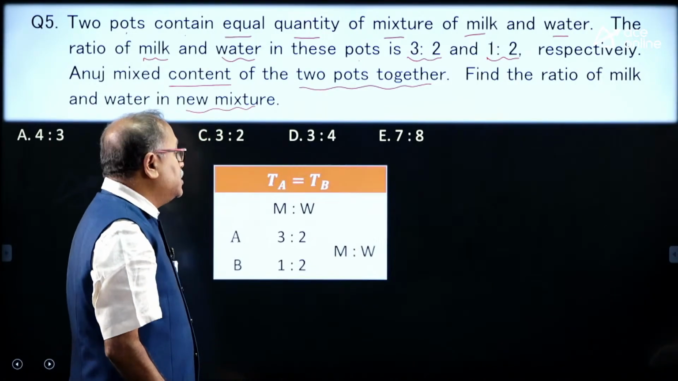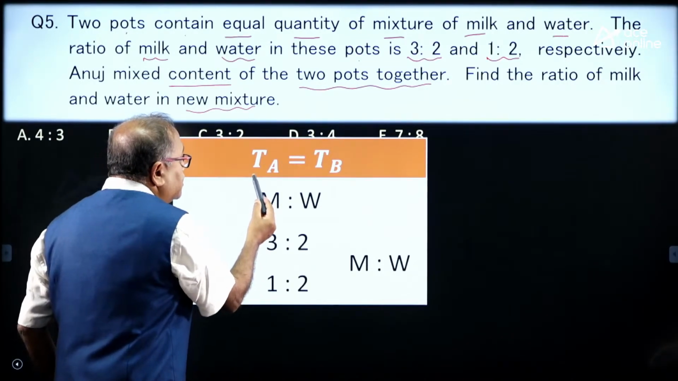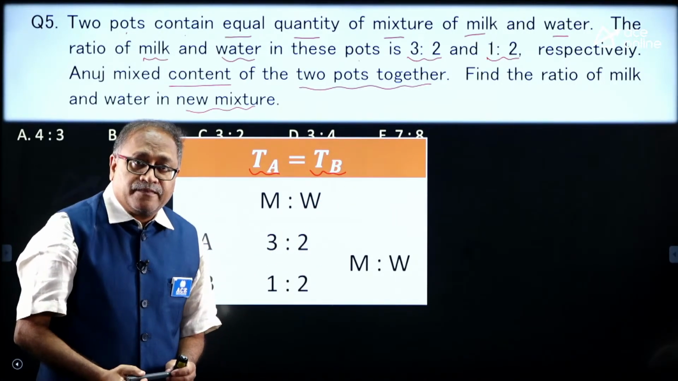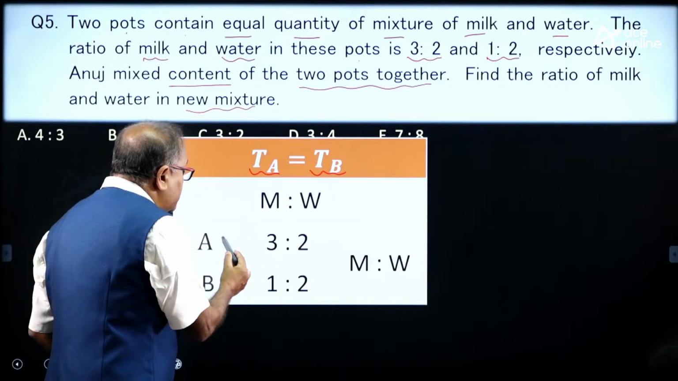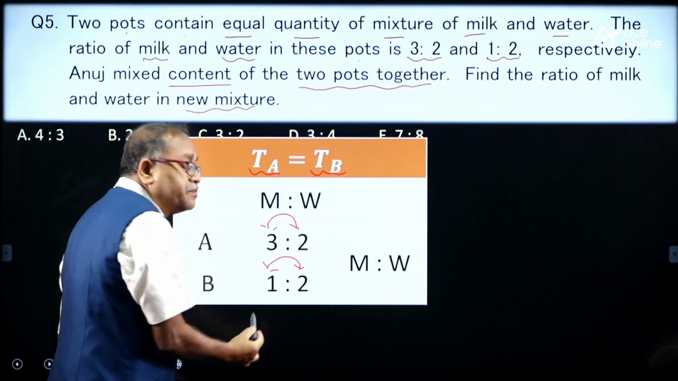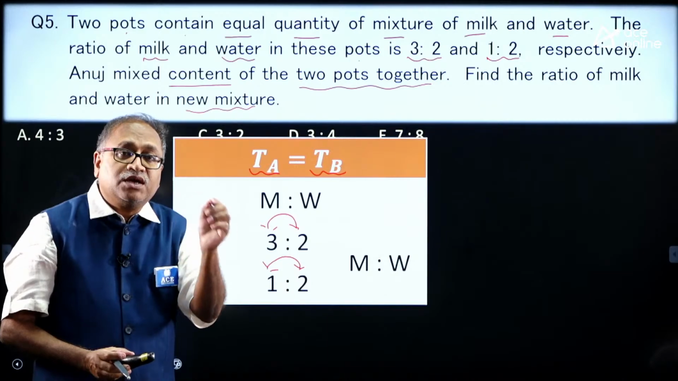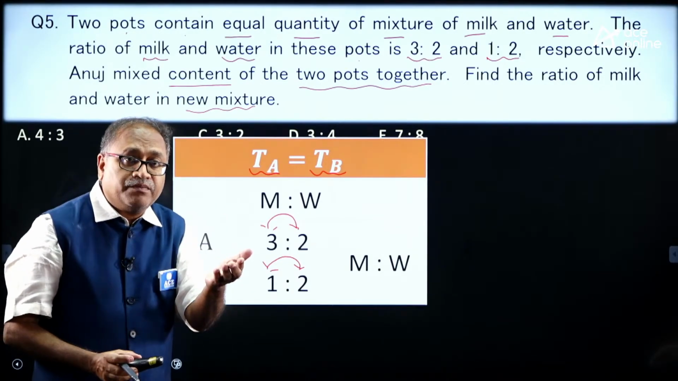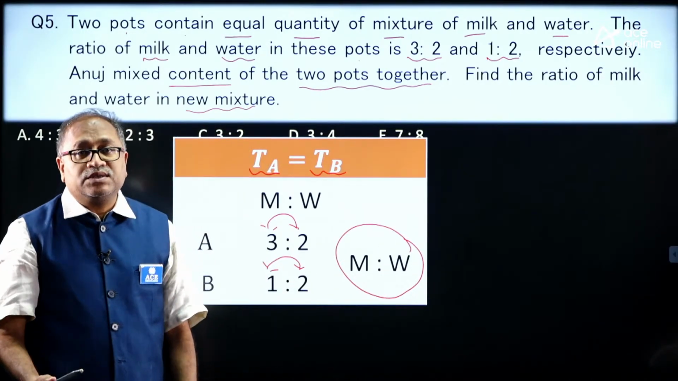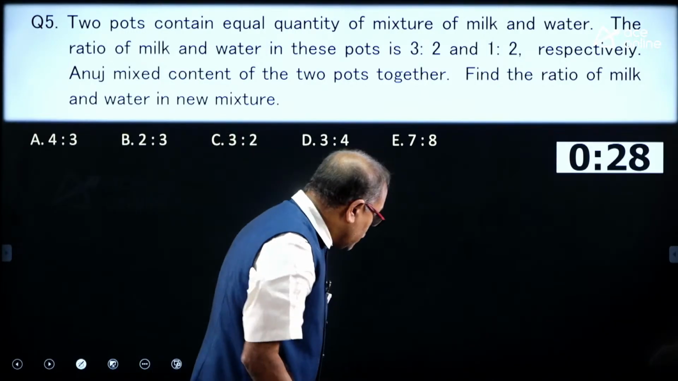Now, the question is, find the ratio of the milk and water in the new mixture. To make things better understood, look at this one. What is given to us is this. The total quantity of A is equal to the total quantity of B, and the milk to water ratio of A is given as 3:2, in B it is 1:2. But the important point to solve the question is that the total quantity of both the cans is same. Now, if both are mixed up, what will be the milk to water ratio is the question. Come on my dear friends, some of you will be able to answer the question. Your time starts now.